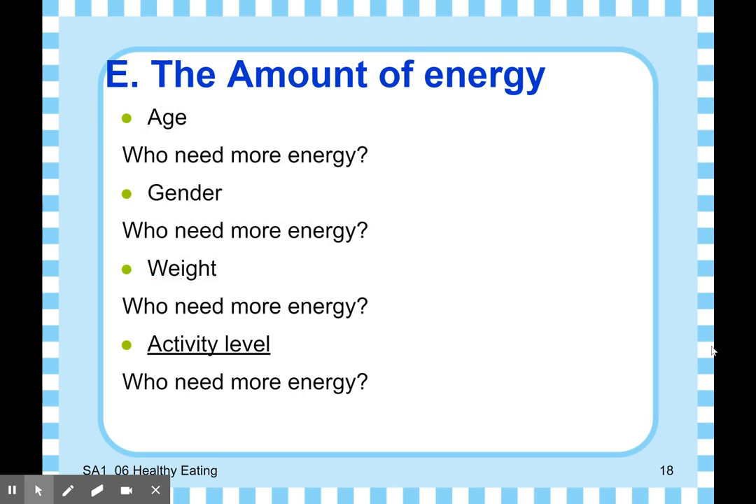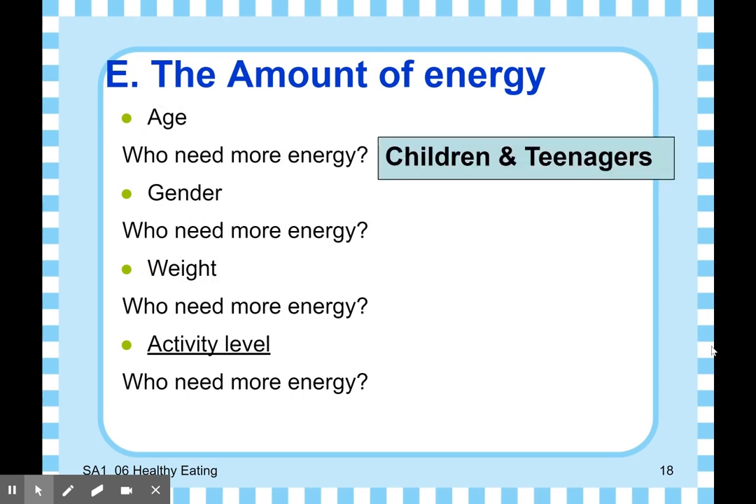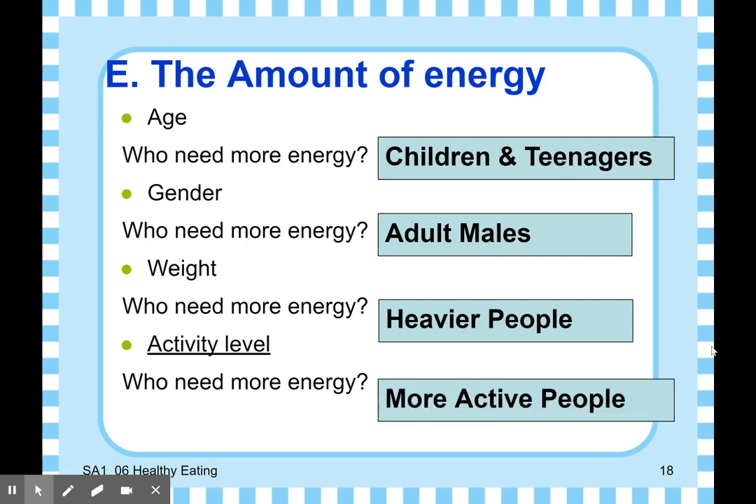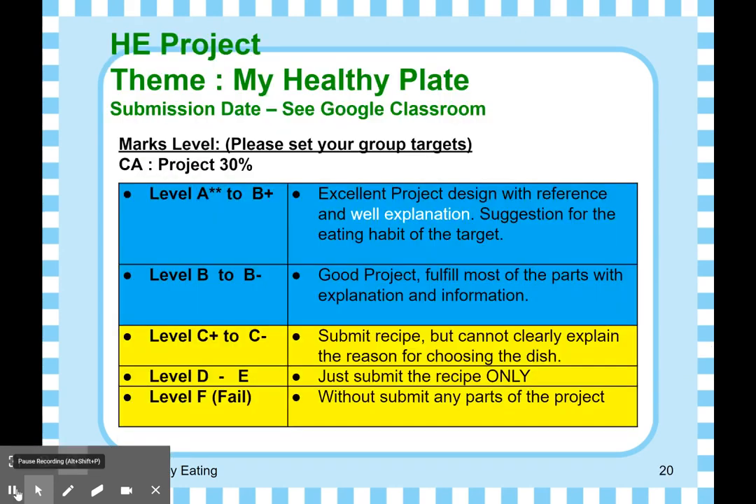So the amount of energy depends on our age. You will know that children and teenagers are in the age of growing up, so they need more energy. And adult males eat more than females. And what about weight? Heavier people need more energy. Okay. And activity level, you find that more active people need more energy.